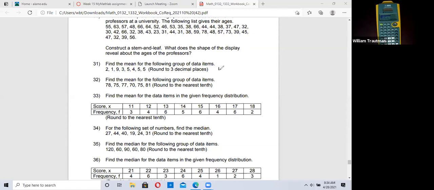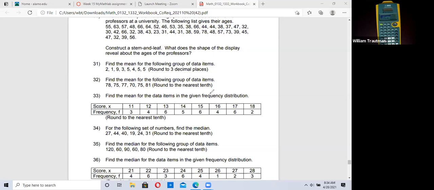What we did was put that in the L1. Then we hit second stat button, which is second data, really. If you hit data, the stat is right above it. And then you go to 1-var stats. Highlight list 1 and frequency, make sure ONE is on. All right, that was 31. Let's try 34.